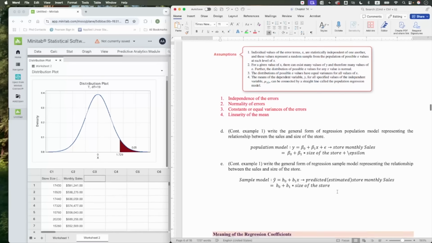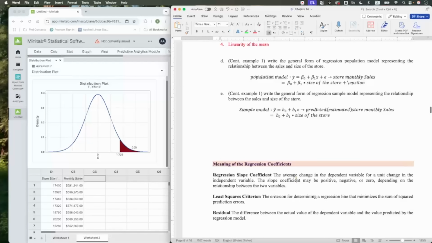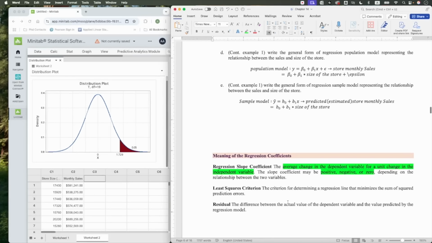What is the meaning of the slope? The slope, from high school, is the average change in the dependent variable for a unit change in the independent variable. We are going to speak about this. The slope can be positive, negative, or zero, and it depends on the relationship between the two variables. Also, what is the least squares criterion? It is the criterion that determines the regression line that minimizes the sum of the squared prediction errors.